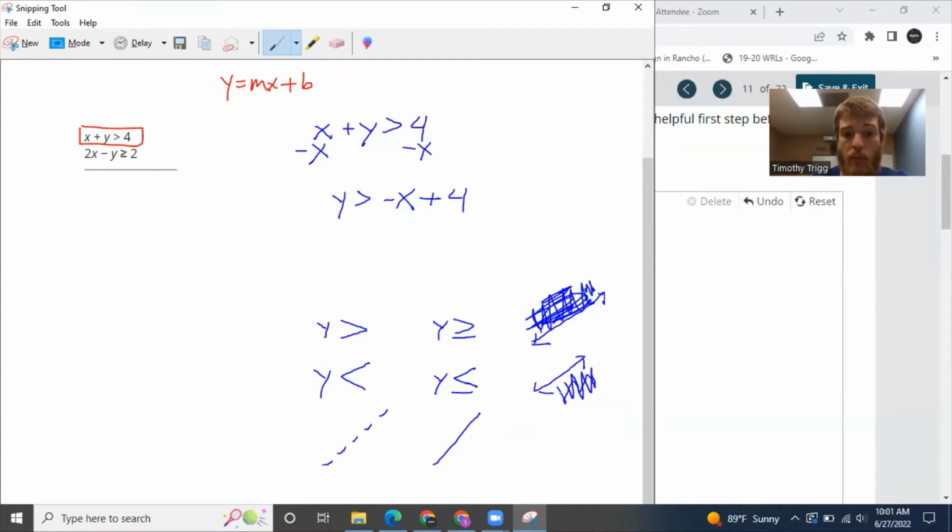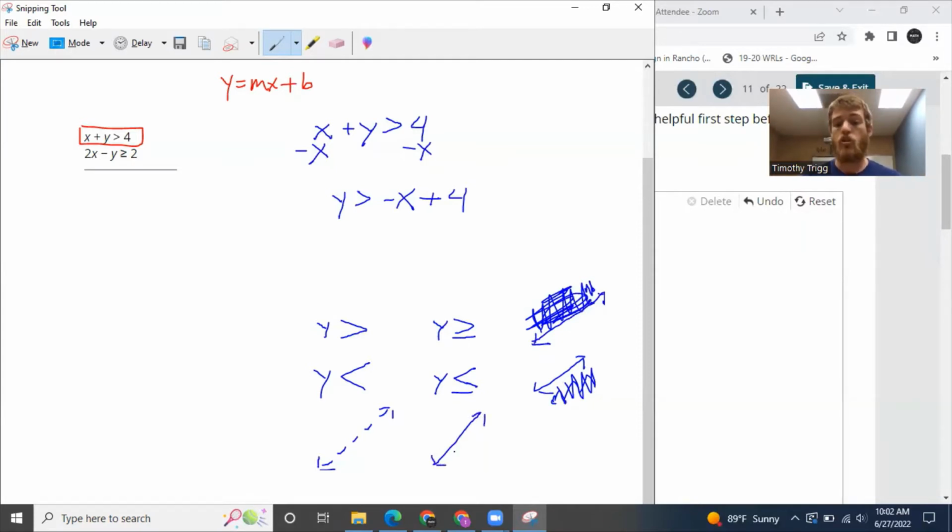Okay, so this applies whether you have a solid or a dashed line, it doesn't matter. If you have a less than or less than or equal to, you shade below. If you have a greater than or greater than or equal to, you shade above. If it's strictly greater than or strictly less than, it's a dashed line. And if it has that "or equal to," then it's going to be a solid line.